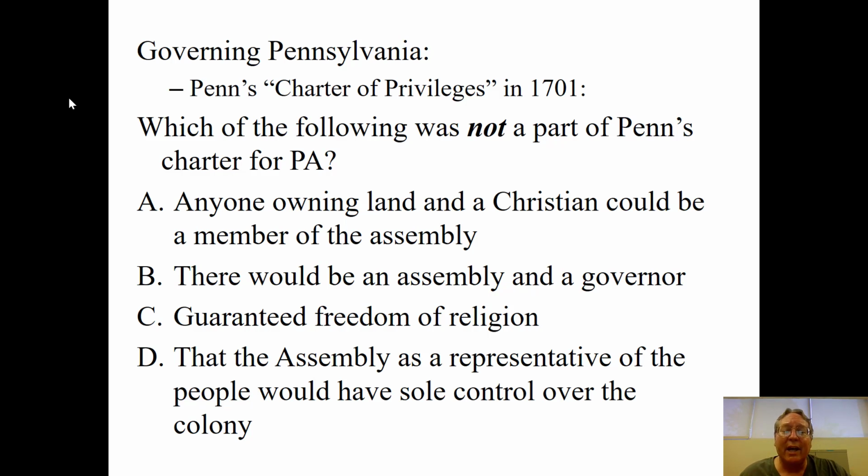The one thing that he doesn't include is that this assembly, as a representation of the people, would have sole control over the colony. Again, there's this idea of checks and balances. You don't make one thing completely in charge. That's corrupting, and it can take too much power and do bad things.